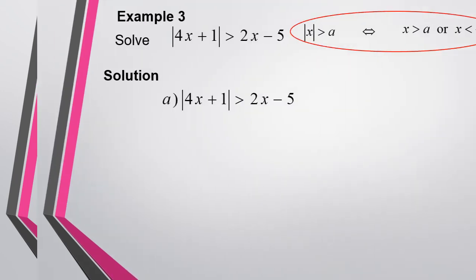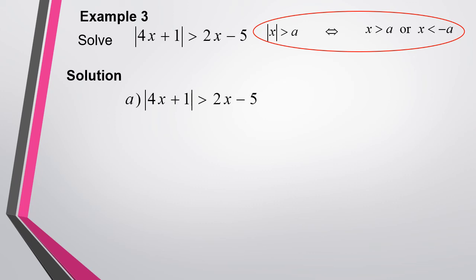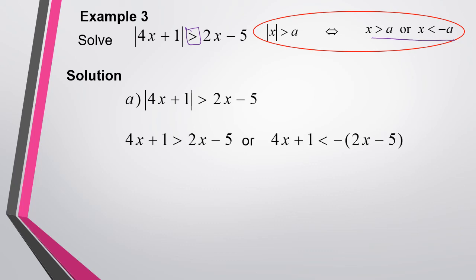We have the last example. To solve for absolute value of 4x plus 1 more than 2x minus 5. So it is more than. So what is the basic definition? It will be x more than a or x less than negative a. So it will be 4x plus 1 more than 2x minus 5, or 4x plus 1 less than the negative of 2x minus 5. So we have more than following the question and less than opposite the question with negative sign. So solve for each of these.